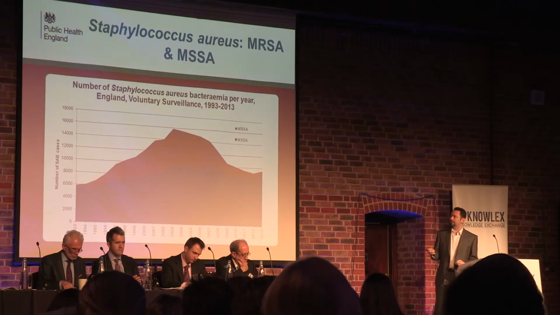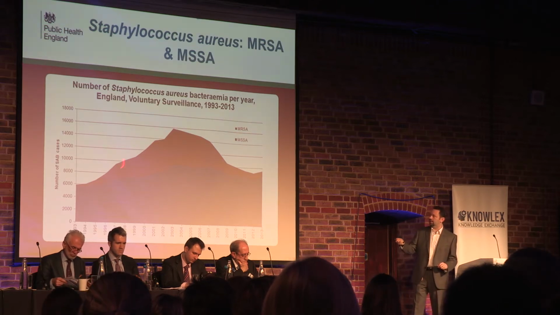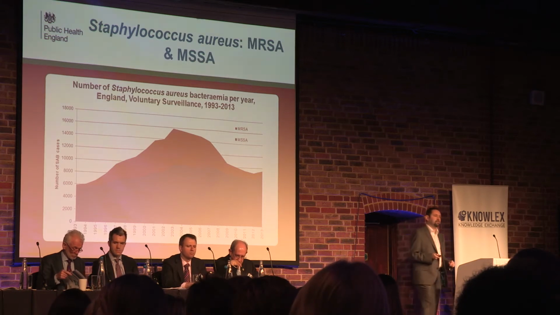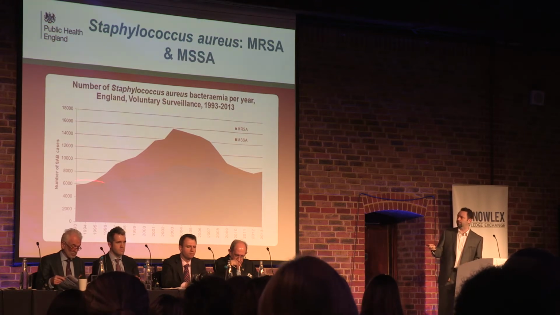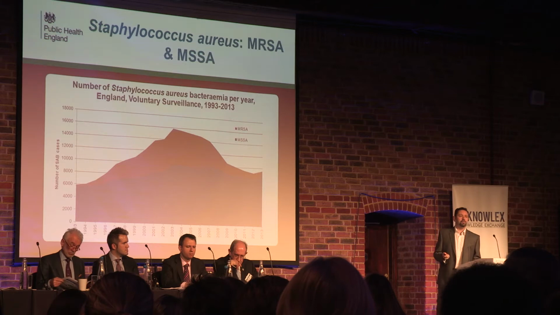So we'll start off with looking at some Staph aureus data. So here you can see in the 90s a large increase in Staph aureus bacteraemias. This is a stacked chart, so red is the MRSA. You can see in the 90s rapidly increasing. And at this point in the chart, we're getting weekly reports in the media of MRSA cases in our hospitals.